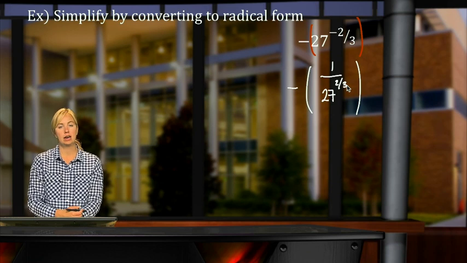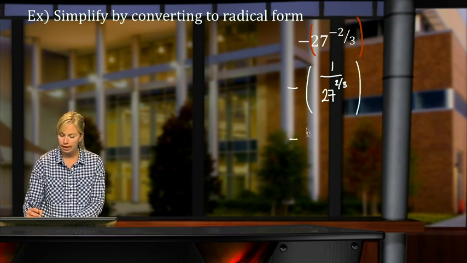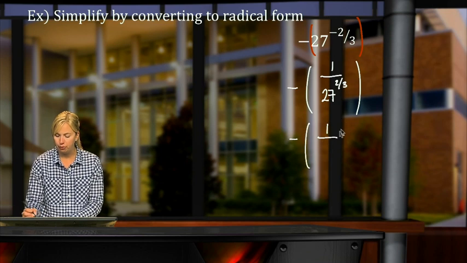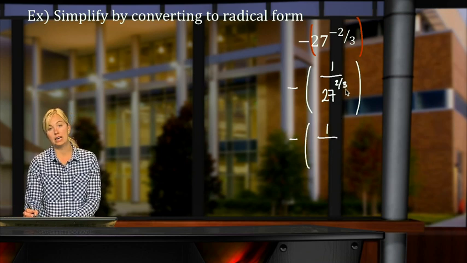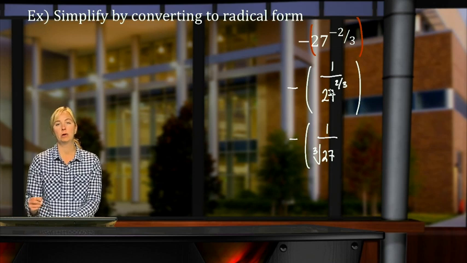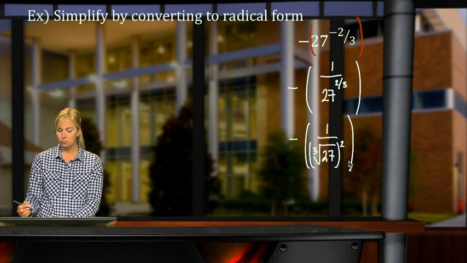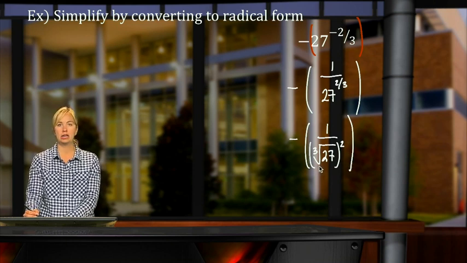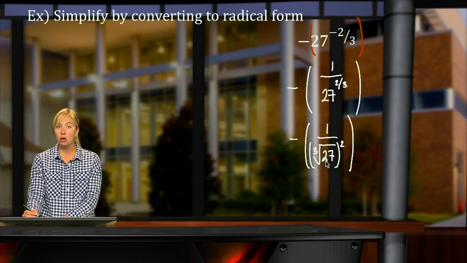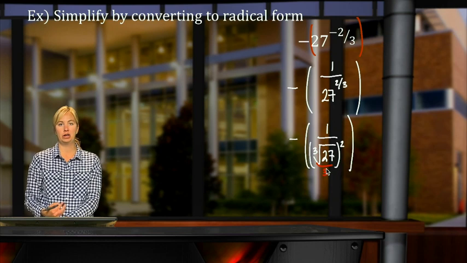Now, as the directions state, I'm going to convert to radical form to see if I can simplify. So that negative is still hanging out in the front, 1 over. The denominator of my rational exponent becomes my index, 27, and then the exponent becomes our power. Now in this case, I'm going to put the 2 on the outside, because what I'm looking at here is the cube root of 27, and I know the cube root of 27 is 3. So I can simplify that very quickly.